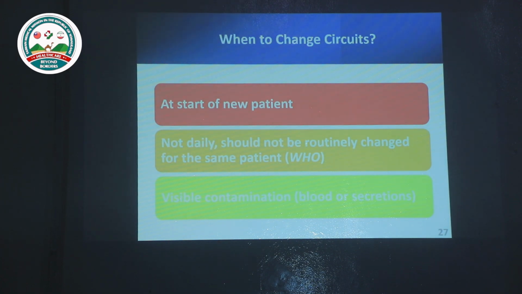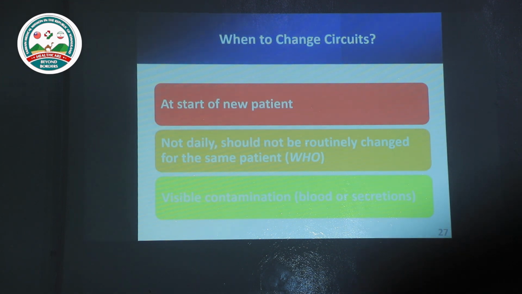But currently, there is no specific time point to change the ventilator circuit. So for example, in Taiwan, we change the ventilator circuit every 14 days. But this is not a specific time point. The important thing is that we do not need to change the circuit daily, except when we find visible contamination, for example blood or secretion in the ventilator circuit that is hard to clean. If this visible contamination occurs, we need to change the ventilator circuit.